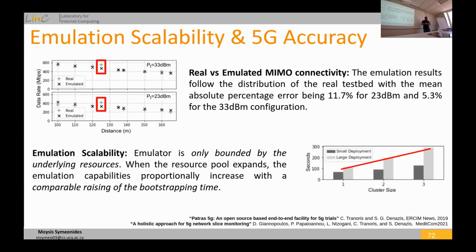As you can see, we have a percentage error of less than 12% for 23 dBm and about 5% for 33 dBm. Furthermore, we observed a higher error at 125 meters. So we consider a reflection or an obstacle at the field measurements at this specific point.